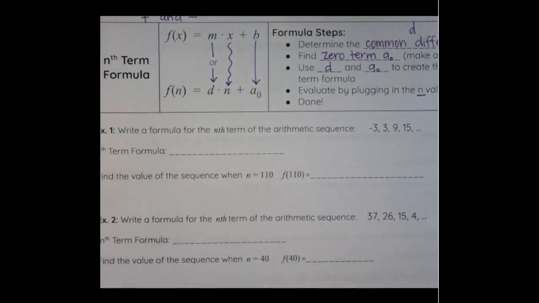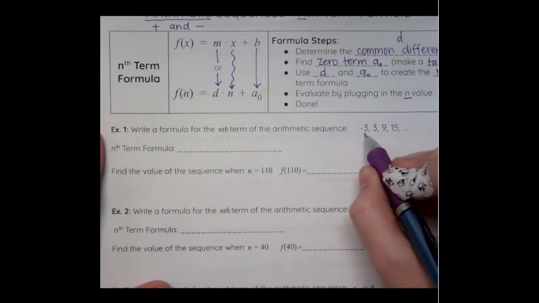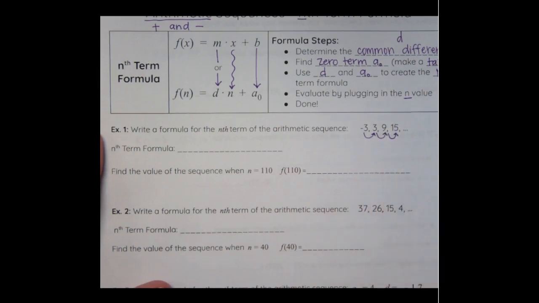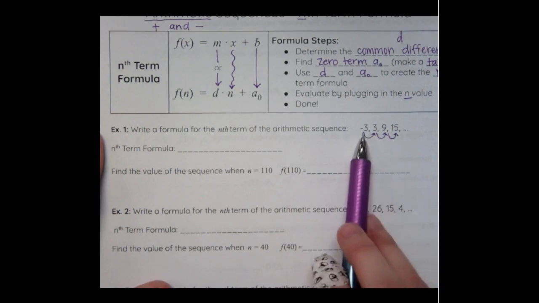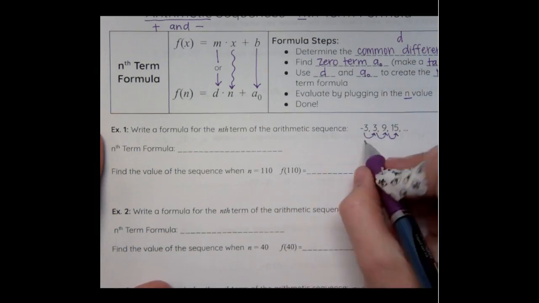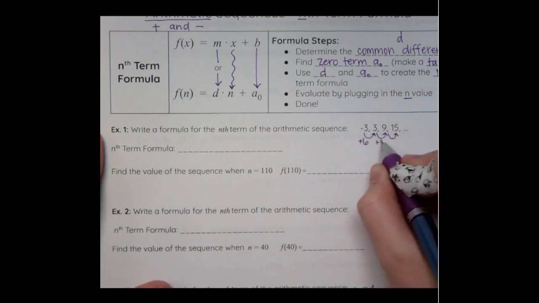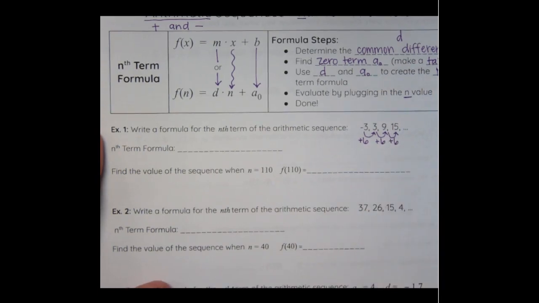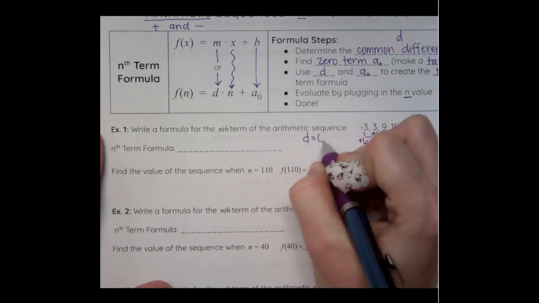So for example 1, it says write a formula for the nth term of the arithmetic sequence, and it gives us an arithmetic sequence. So from -3 to 3, let's find the common difference. That's our first job. I want to make sure all 3 of these have the same. So from -3 to 3, I am adding 6. From 3 to 9, adding 6, and from 9 to 15, adding 6. So that means our common difference is 6.